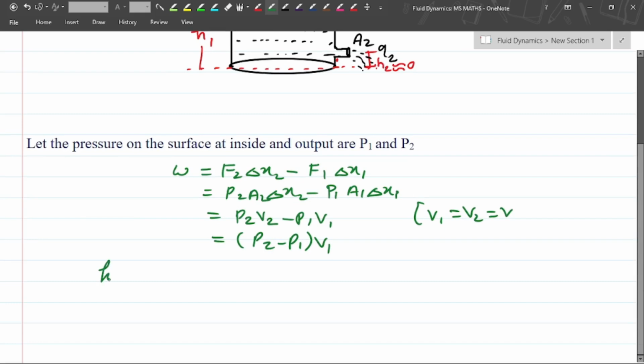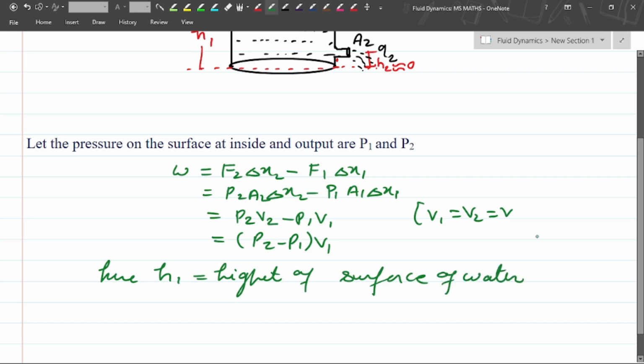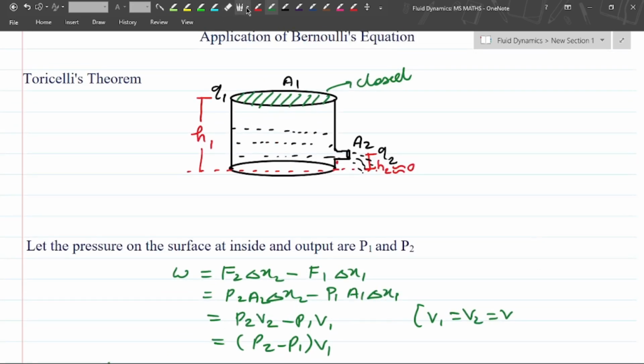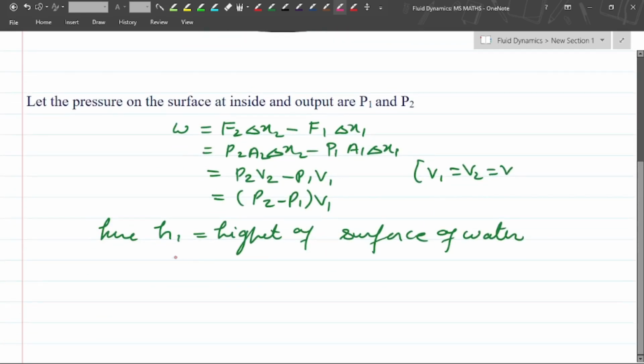Now here h1 is the height of the surface of water. So basically it is till here. Okay, it is the surface of water. And h2 is negligible, that is the outlet height.